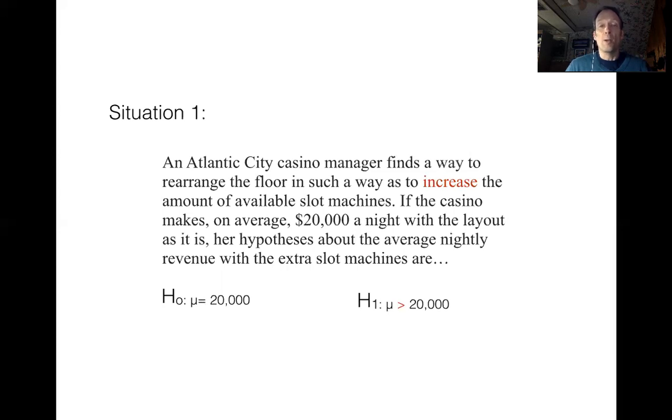But we're going to write that as saying for our H1, the mu should be greater than $20,000. And anytime we see phrasing in the question like increase, higher, more, larger, longer, we're going to give that a very special name. We're going to call it a right tail test. We're going to find out in a few minutes why we're calling it a right tail test, but it has to do with how we're going to be looking at bell curves to analyze our hypothesis test.